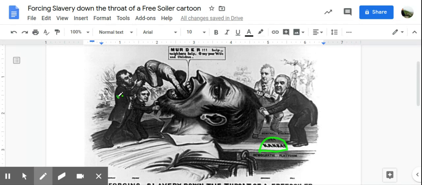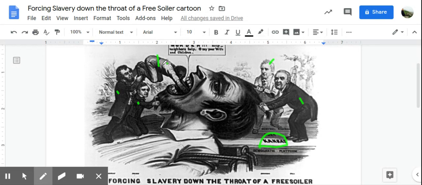Every person in this picture that is doing the forcing, this guy Stephen Douglas, this guy Franklin Pierce, this guy James Buchanan, and this guy Lewis Cass, are all members of the Democratic Party. So the Democrats are trying to force this guy, who represents every single slave in America at this time. They're trying to force slavery down the throat of someone who doesn't want to see slavery expand. That's the overall point behind this entire cartoon, okay? So they're trying to force slavery down this guy's throat.